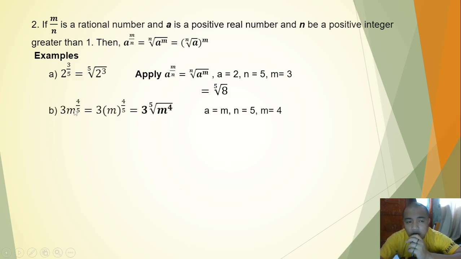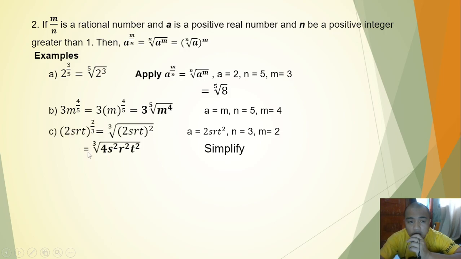How about this? 3m raised to the 4 fifths. So this means m is the only one which is raised to a fraction, which is 4 fifths. So this will be equivalent to 3 times the 5th root of m to the 4th power. Okay, the denominator is the index, and then the 4 will be the exponent of m inside the radical sign, or the radicand.